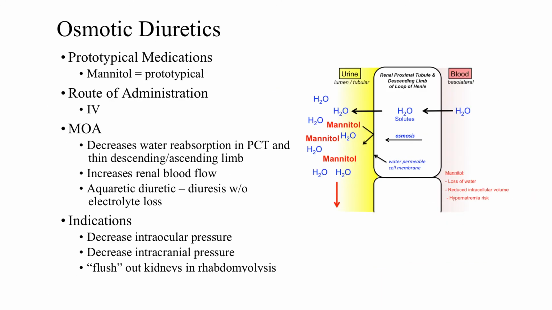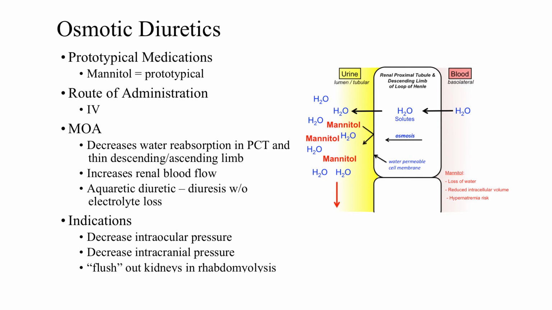Next, we have our one weird osmotic diuretic. So this is not going to have activity at a specific transporter. Instead, it is going to work by driving up the osmotic gradient, increasing the osmotic pressure, so it will force water to move, essentially.